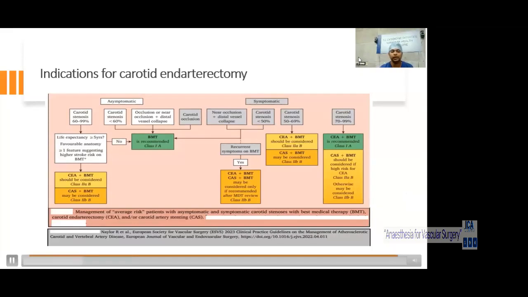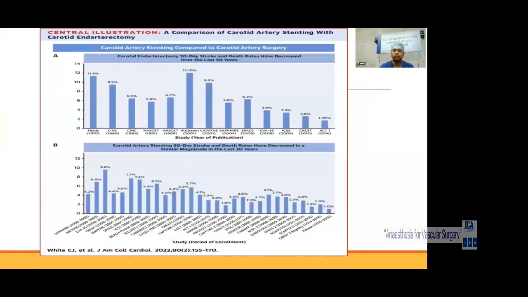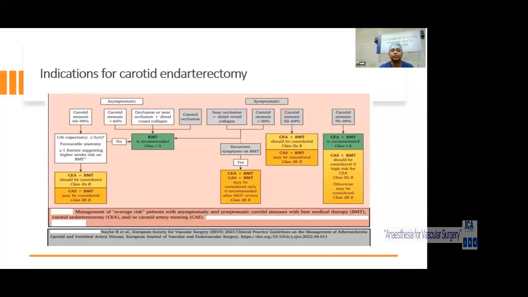Now, to do carotid endarterectomies or carotid stenting, the 30-day risk rate for stroke, death or MI should be less than 6% for symptomatic patients in that particular institution or for the surgeon. And for asymptomatic patients, it should be less than 3%.